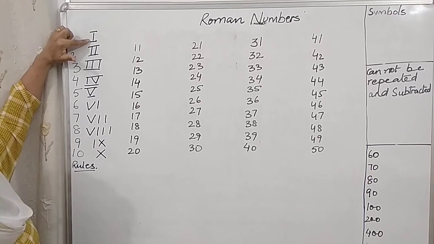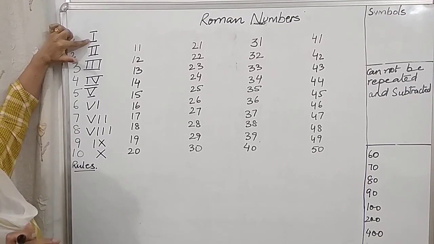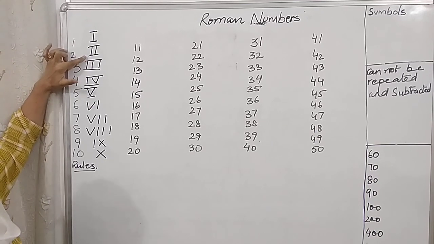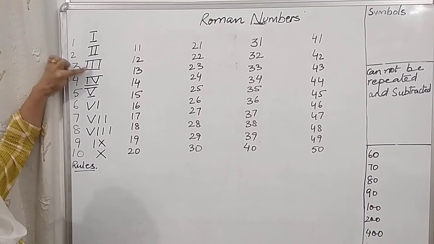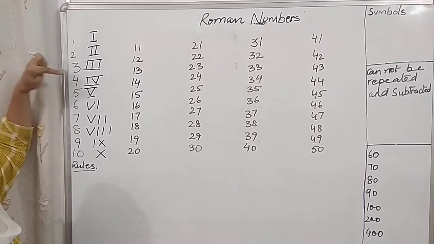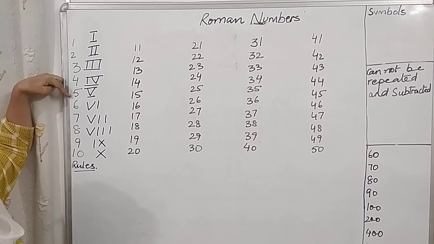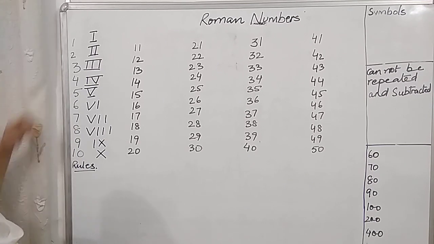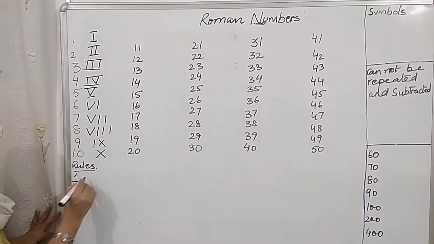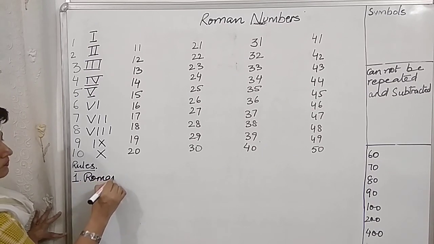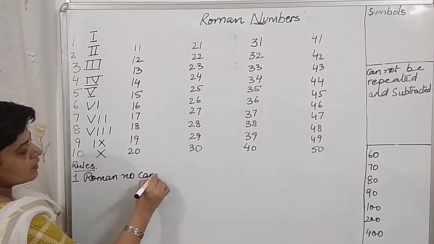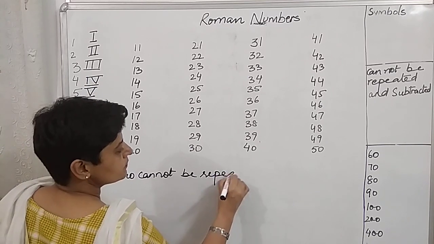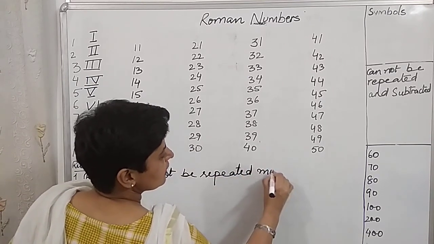For writing 1, you can say I is used. 2 lines are used for writing 2. For writing 3 we are using 3 lines. But for writing 4 and 5 we have used some other symbol. So rule 1 says: a Roman numeral cannot be repeated more than 3 times.